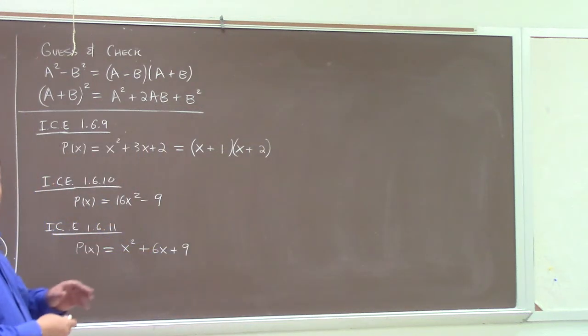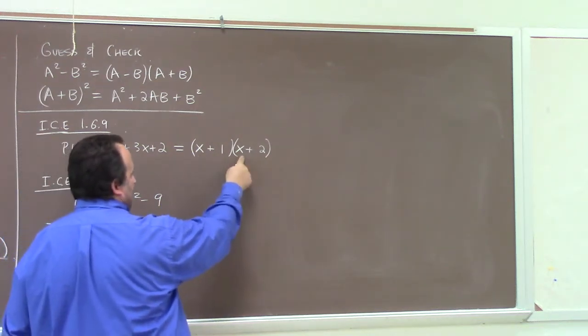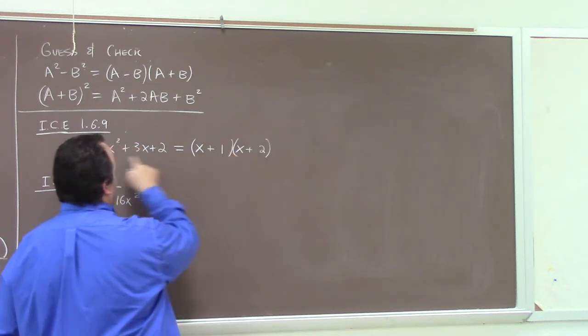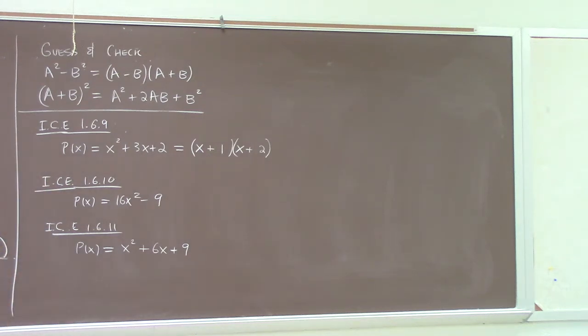And so guess and check means we think about how to get the constant term as a multiple of two numbers, write it down, and then multiply it out, see if it worked. So if you multiply this out, you get x squared plus x plus 2x plus 2, which gets us back to there again. So guess and check.